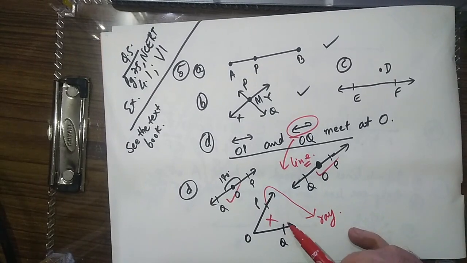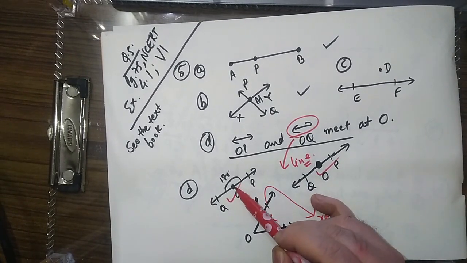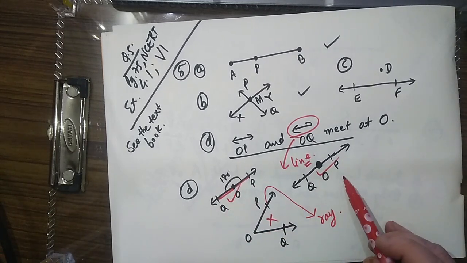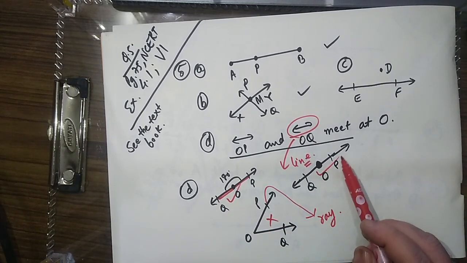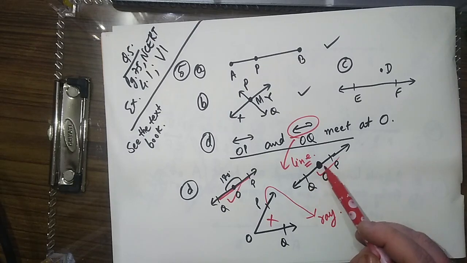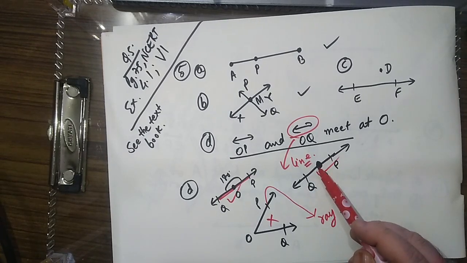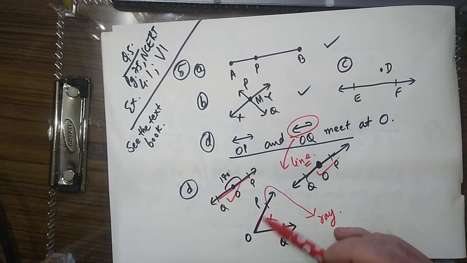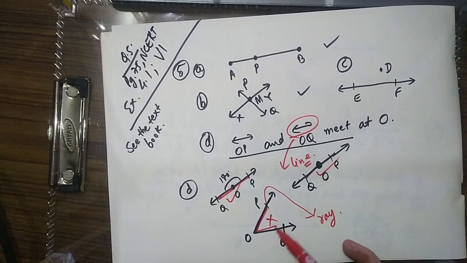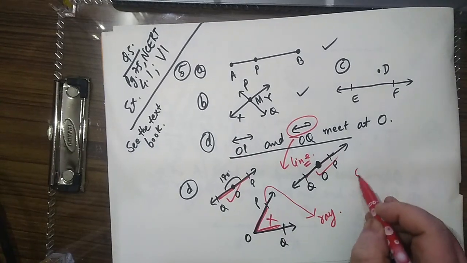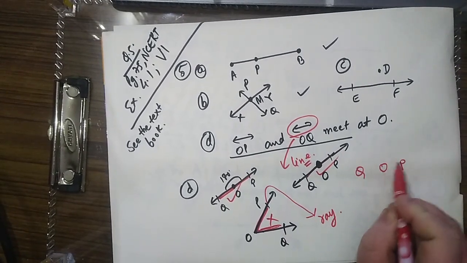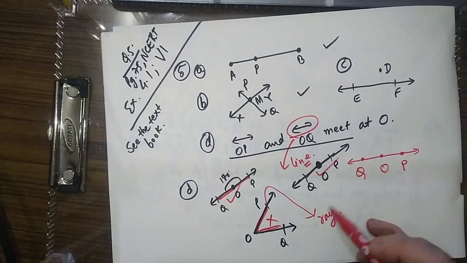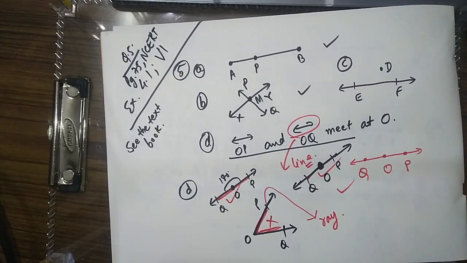So be careful. In this case OP and OQ meet at O, so it has to be a line. OP has to be a line and OQ has to be a line. But if we make it angular, then OP will become a ray. So we will not make it a ray. We will keep Q, O and P collinear in the same line. Alright. Now question number 6.